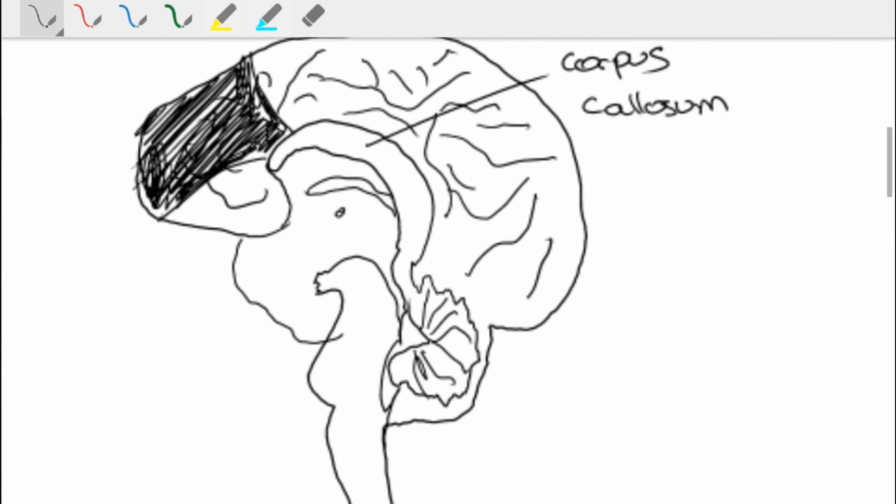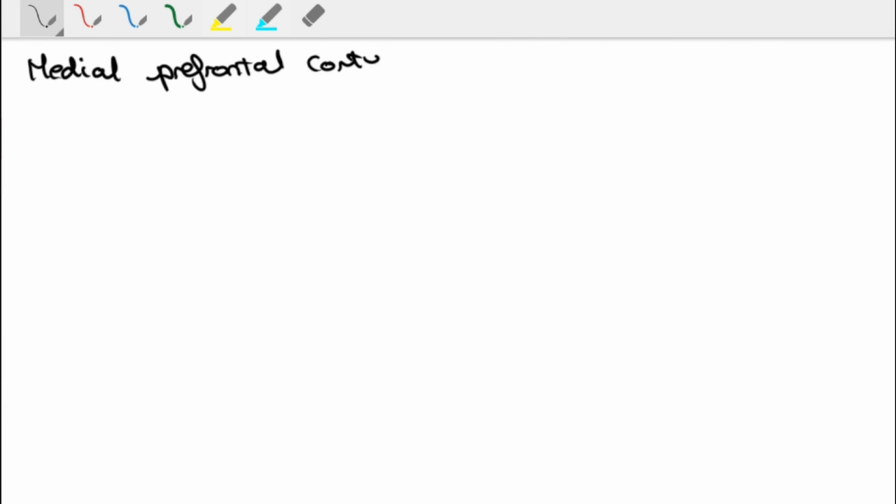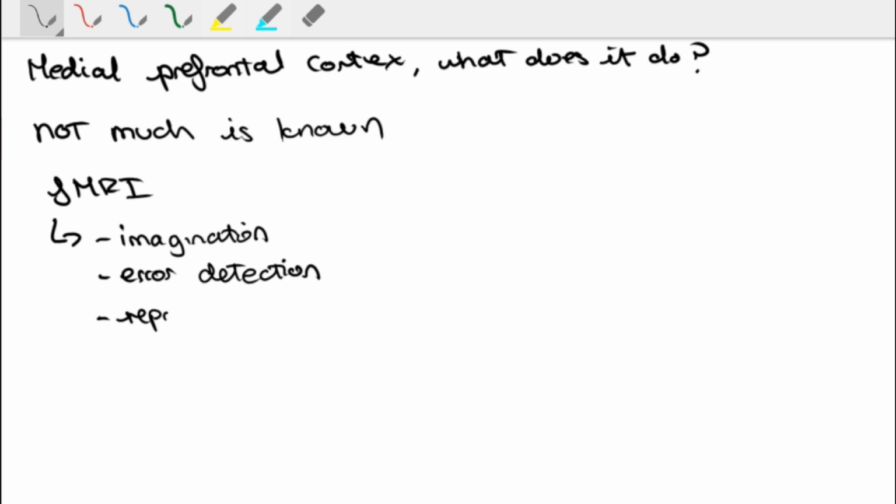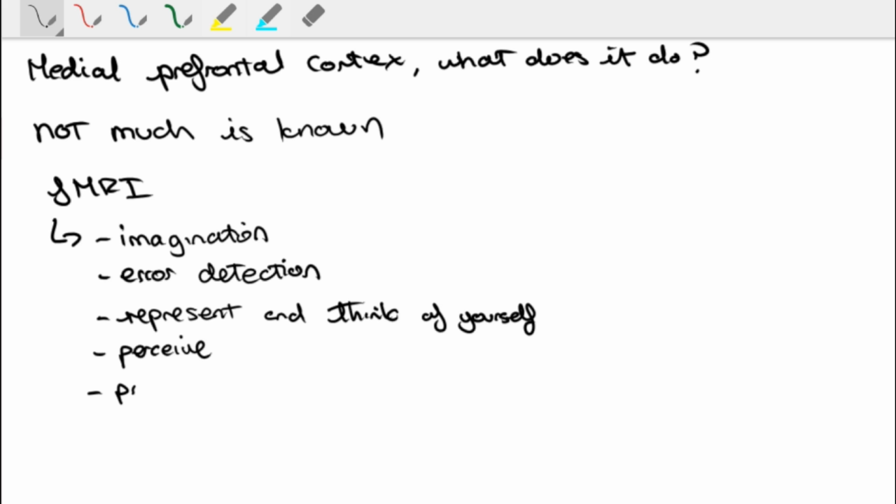Let's move on to the second part, which is the medial prefrontal cortex. What does it do? There's actually not much known about this region, although some studies have suggested that it has certain functions using fMRI, such as imagination, error detection, how you present and think about yourself, your ability to perceive other people's perspective, and how you process emotional stimuli in terms of the self.